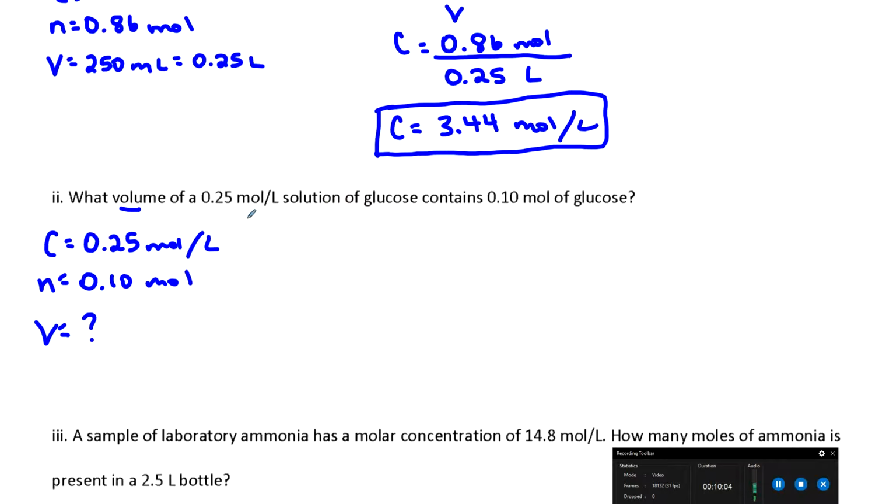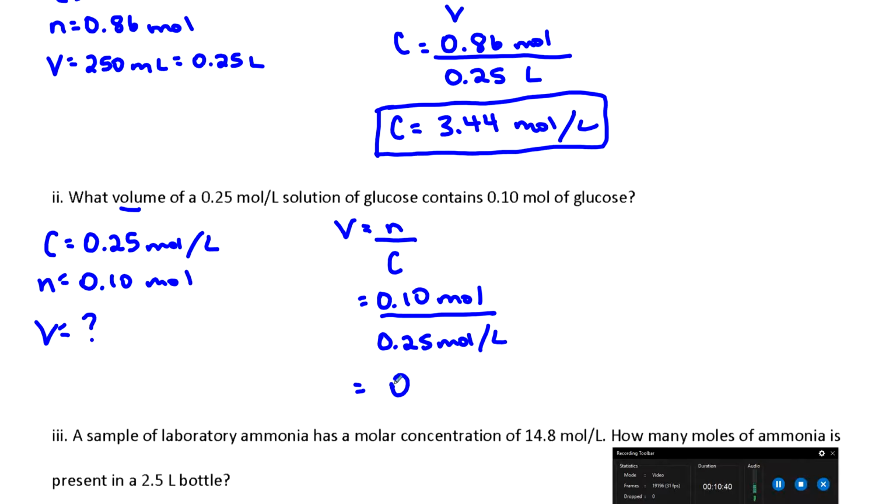I'll do it two ways here, and you can choose. You can either rearrange the formula first. If you remember on the last page, we did that already, and we showed that volume is equal to number of moles divided by concentration. So you can rearrange the formula first, and then it's just a matter of plugging in: this is how many moles we have, this is the concentration, therefore the volume would be 0.4 liters.